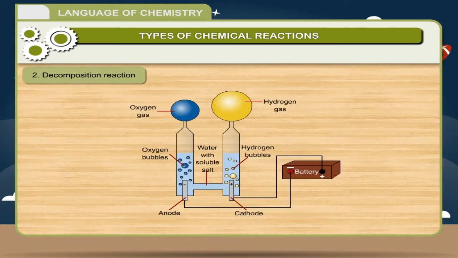Water is a compound which decomposes when electric current is passed through it. When electric current is passed through water mixed with a very small amount of an acid, then water decomposes to form hydrogen and oxygen. 2H2O gives 2H2 + O2.